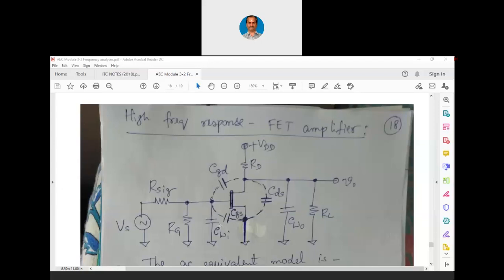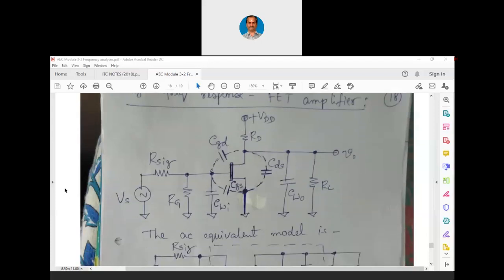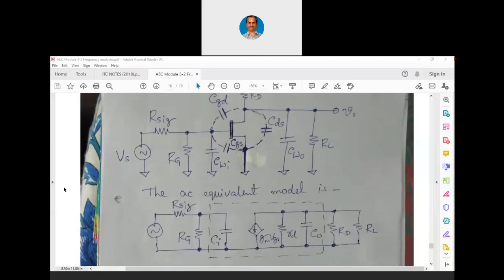Why? Because from the source to the ground, we will have a capacitance. So, always source can be directly connected to ground as far as AC analysis is concerned. Otherwise, everything is the same. We have the gate resistance for biasing, then we have a drain resistance, then we have the load resistance. Now, we can write the AC equivalent model for the circuit in this manner.